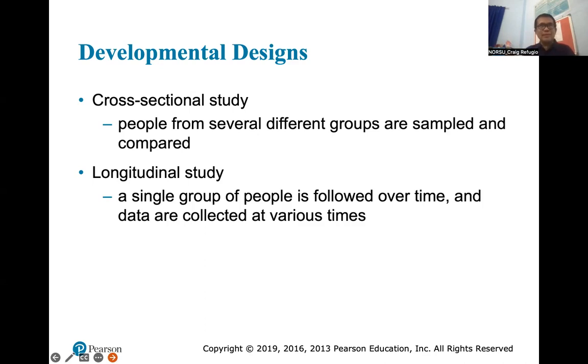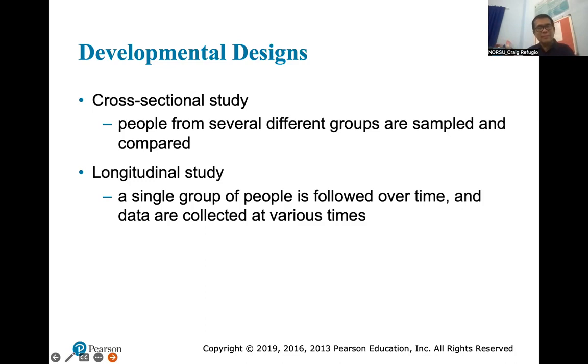There might be a case that you divide the entire population into civil status. So single, married, widow, widower, and then separated. These are the very common values of a civil status. So if you have data from these five, single, married, widow, widower, and separated, then you cross-section the entire population according to civil status.